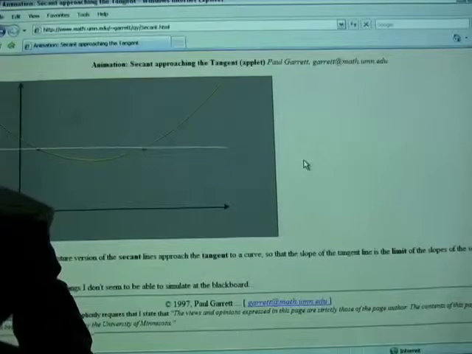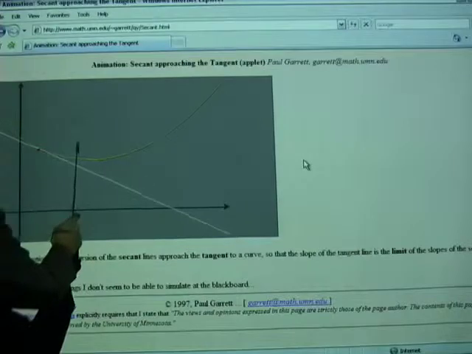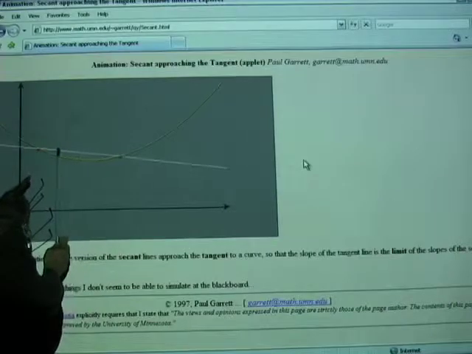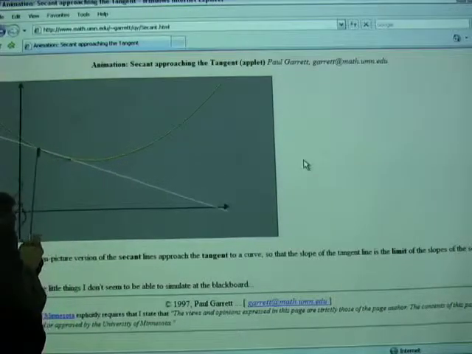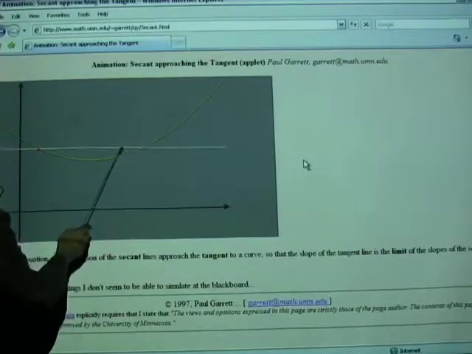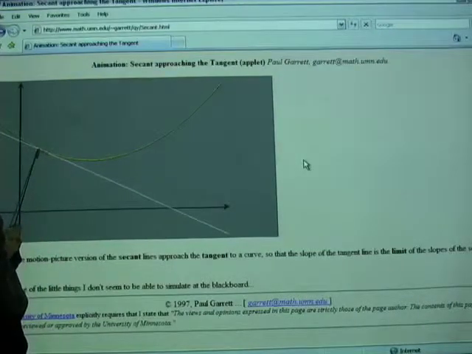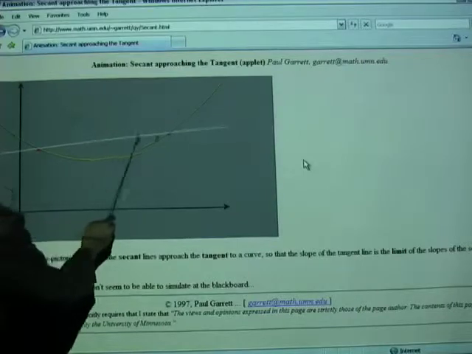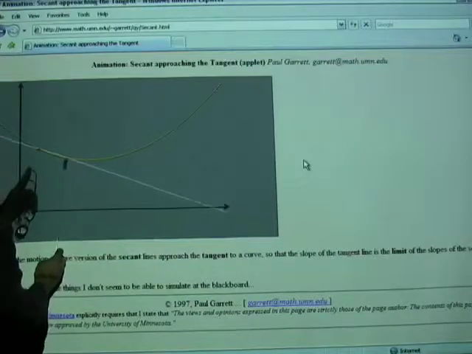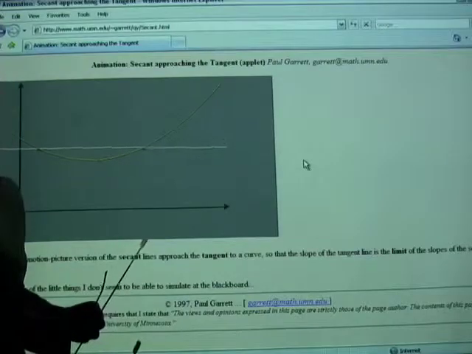That's right. This animation is from the University of Minnesota Math Department, and it shows how when the interval is made smaller, the secant line eventually becomes the tangent line at this point. You can see the secant line, this is the average rate of change. The average rate of change becomes the instantaneous rate of change. Is that right? The secant line becomes the tangent line when delta t approaches zero. There you are. And that is an important concept in calculus.